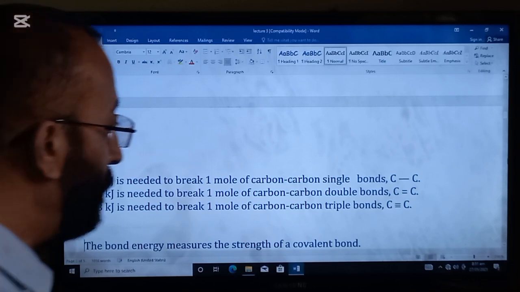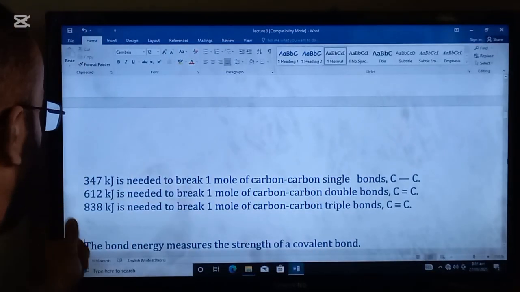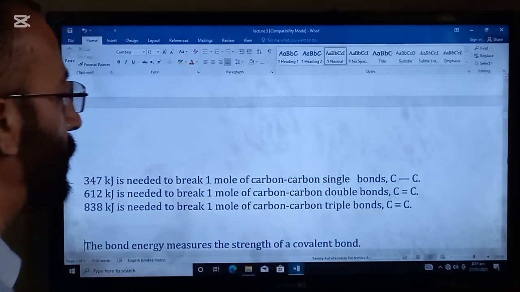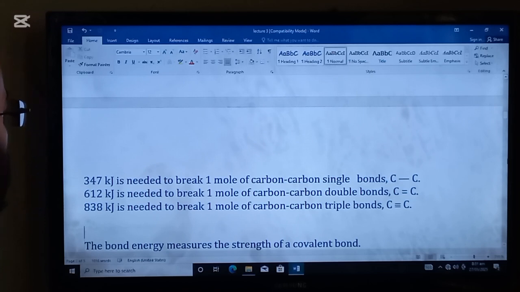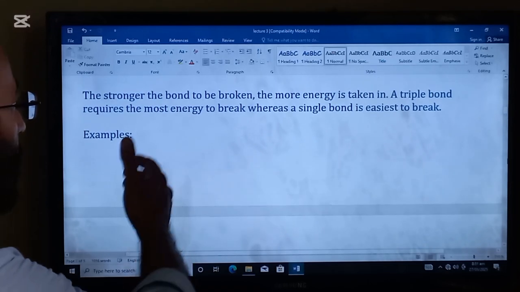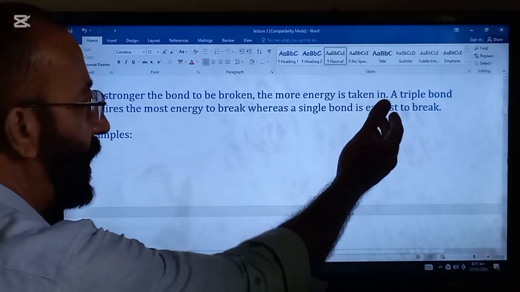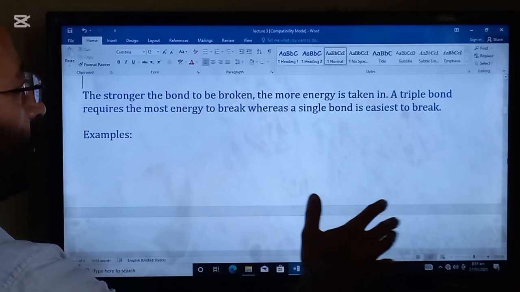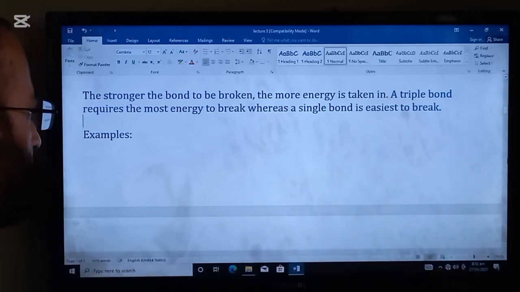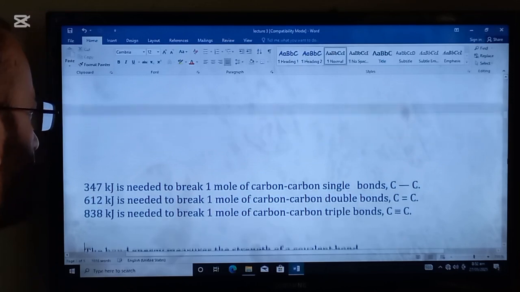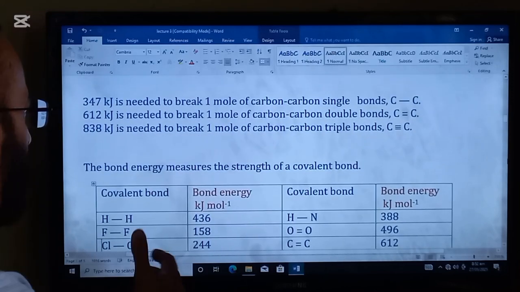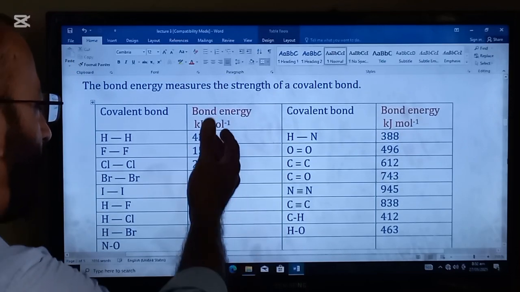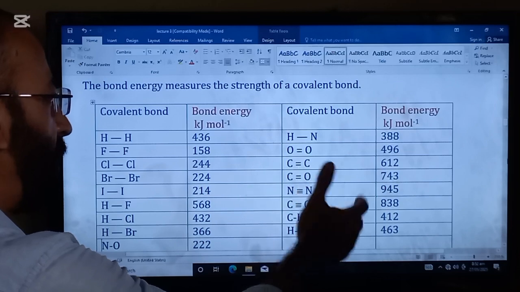And even more tough when carbon-carbon triple bond is there. 838 kilojoule is needed to break 1 mole of the carbon-carbon triple bond. So it means the stronger the bond to be broken, the more energy is taken in. A triple bond is the most tough to break as compared to the double and single bond. So it means single bond is the easiest to break. The bond energy measures the strength of a covalent bond. The more the energy required, the stronger will be the bond.